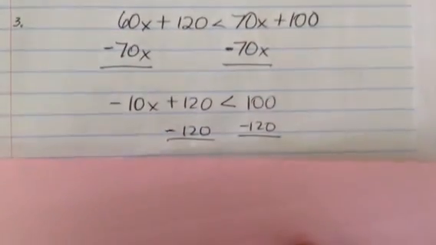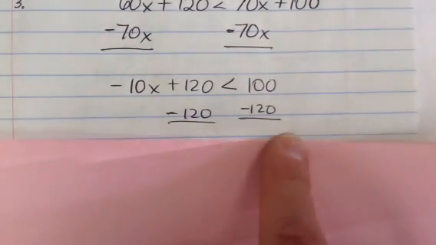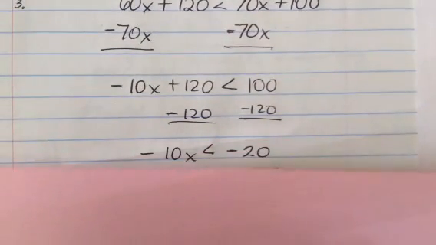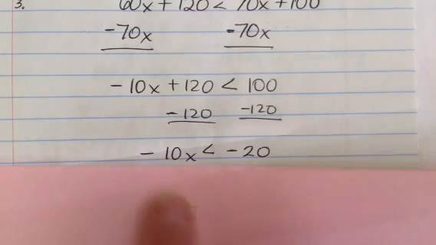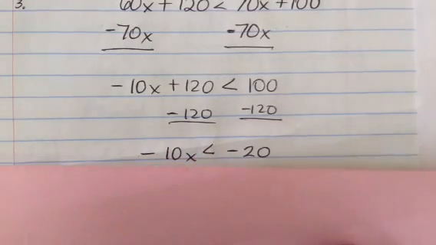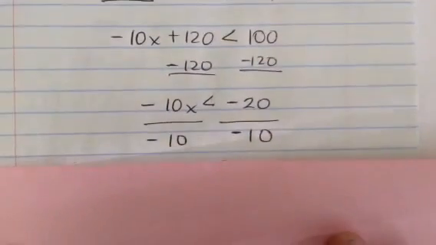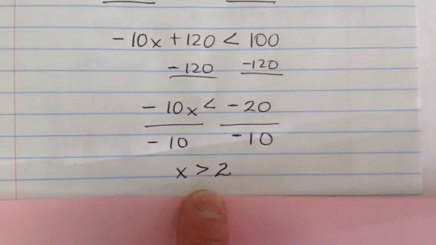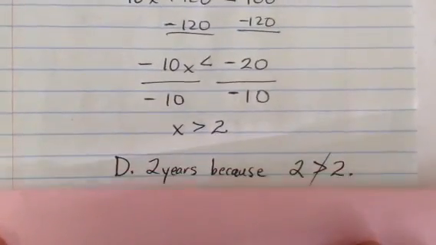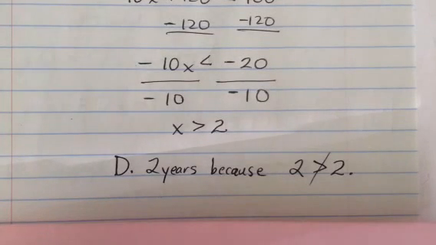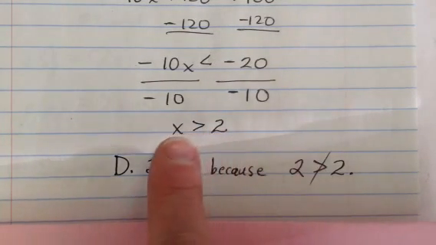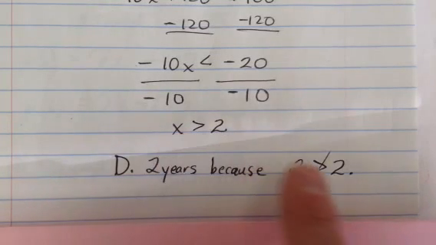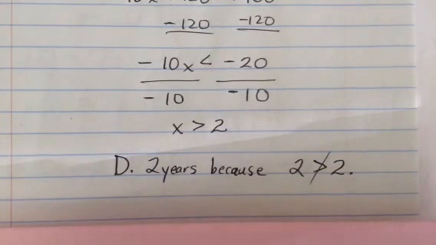Move the 120 to the other side with a 0 pair. And now I have this. I'm going to divide by a negative. What do we do when we divide by a negative? We switch the symbol from less than to greater than. All right? So which one of the answers makes sense? Answer D. Because if I plug in a 2 into my inequality, this is the only one that doesn't work. All the other answer choices make sense.